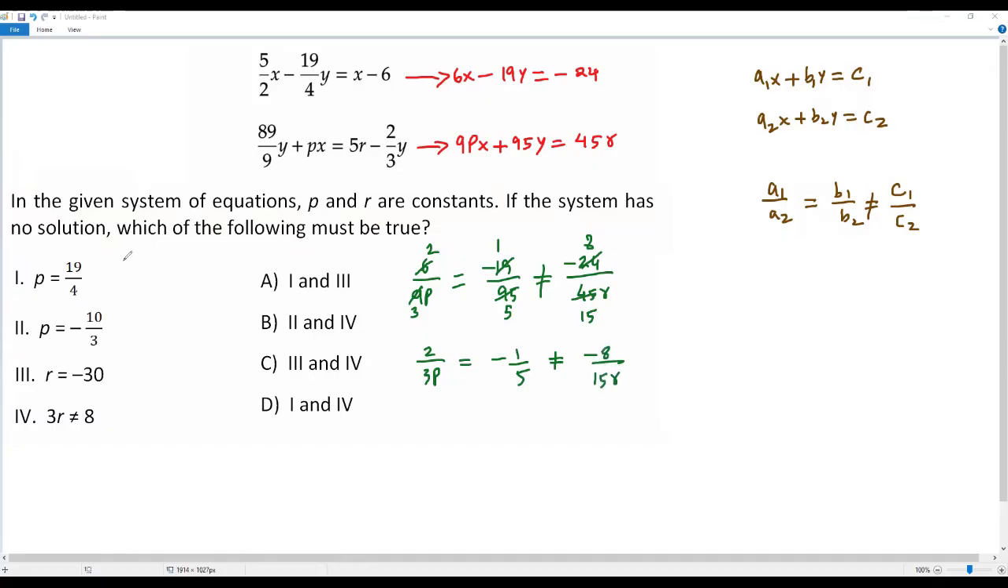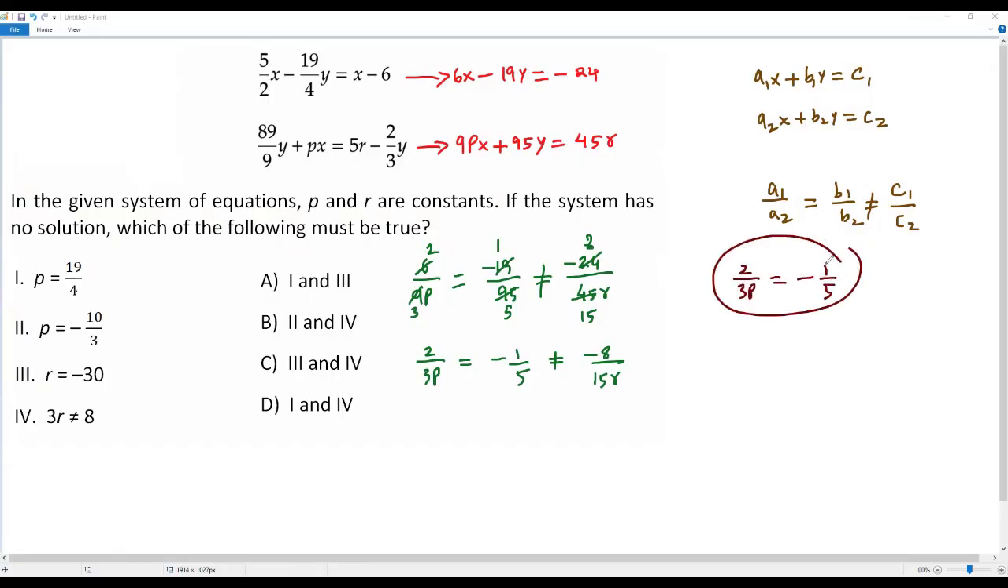Okay, now let me go over the given statements. In the first one and second one, we have a value for p. And also here the first ratio contains p and the value of the first ratio and second ratio are equal. So now what we can do is we can consider this particular part to solve for p. Okay, now let me write this equation separately over here. That is 2 over 3p equals negative 1 over 5.